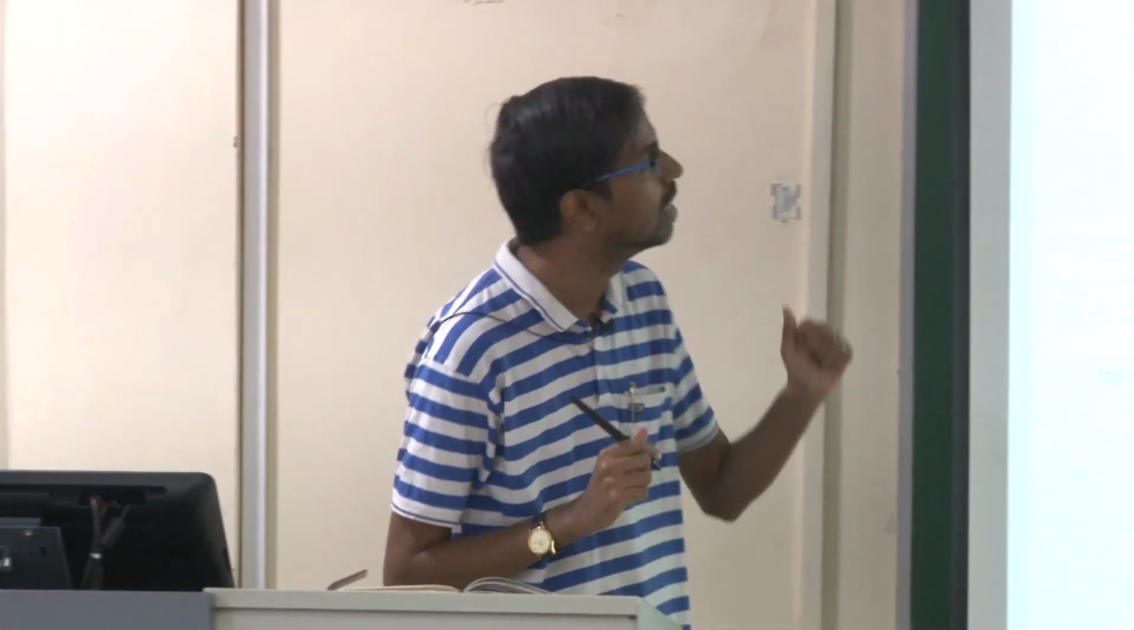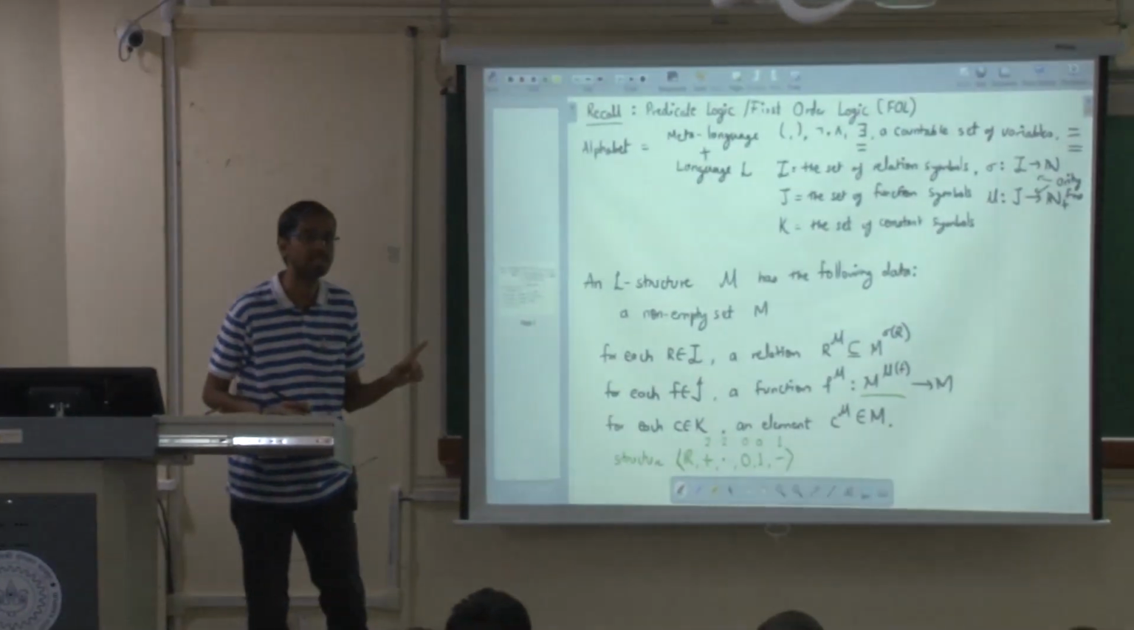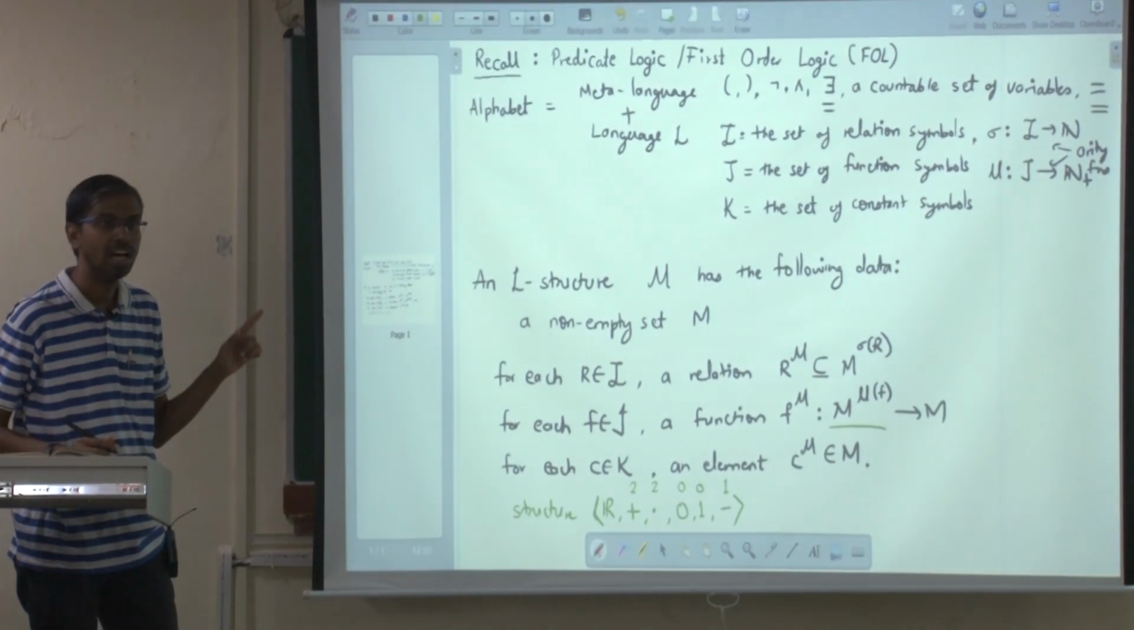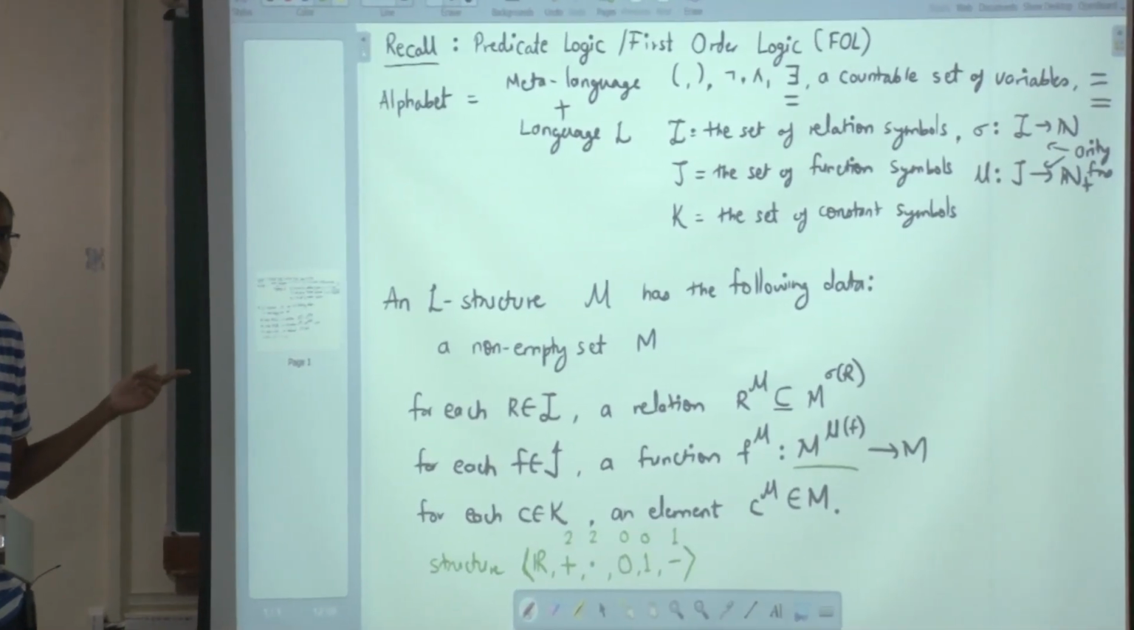Now, as you can see on the screen, that mu is a function from J to N plus, because zero-ary function symbols have a different name. What are they called? Constant symbols.